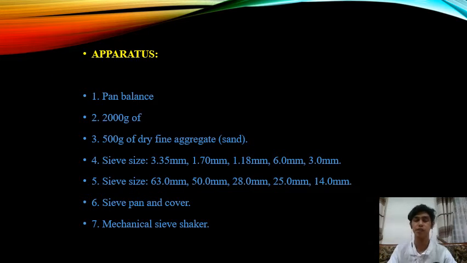Apparatus in this sieve analysis test. First, a balance. Second, 2000 gram. Third, 500 gram of dry refined aggregate sand. Fourth, sieve sizes: 3.35 mm, 1.70 mm, 1.18 mm, 3.0 mm, and 3.0 mm.